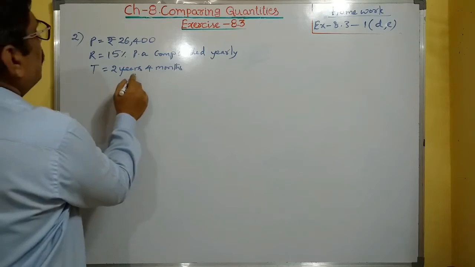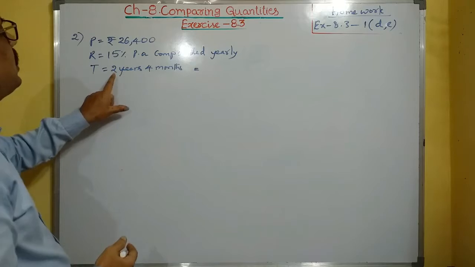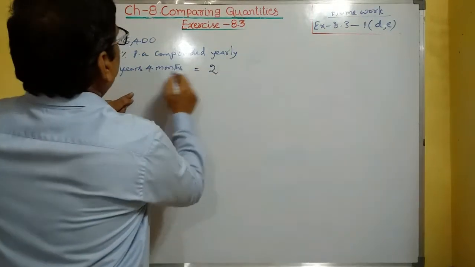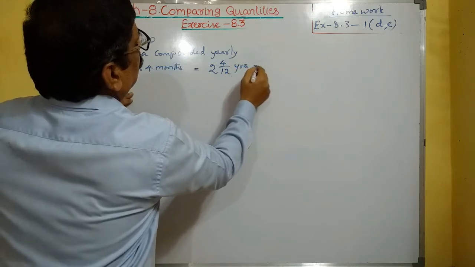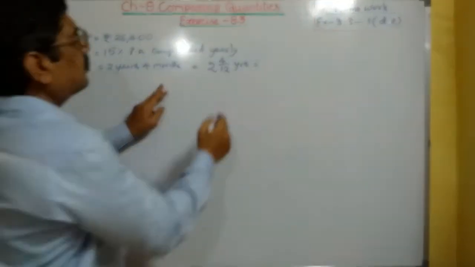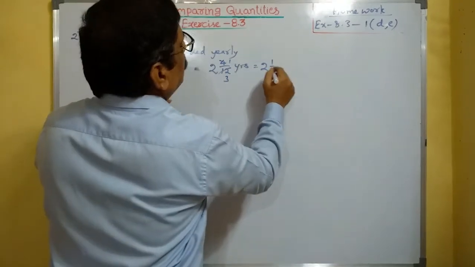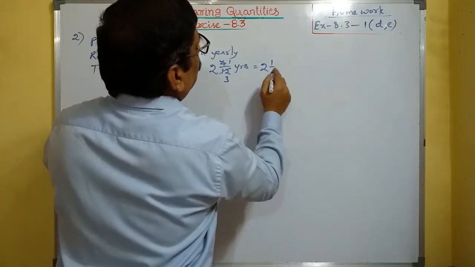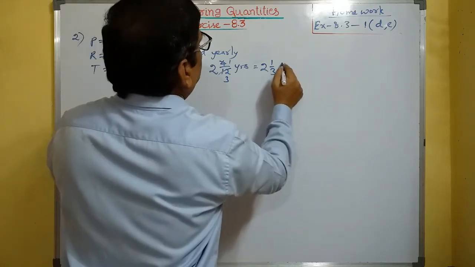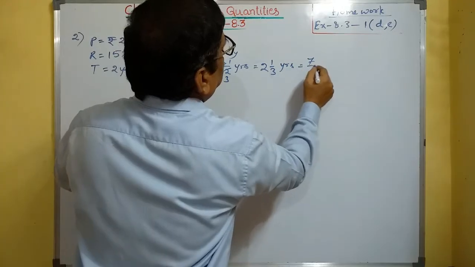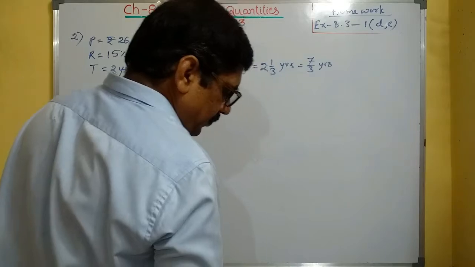Let us take the time into years. It has given years and months. So 2 years, 4 months means 4 by 12 years. So I have converted months also into years. Then we get 2, 4 1s are 4, 3s are 12, 1 by 3. So 2 1 by 3 can be written as 3 2s are 6 plus 1, 7 by 3 years. Okay, we can take like this.